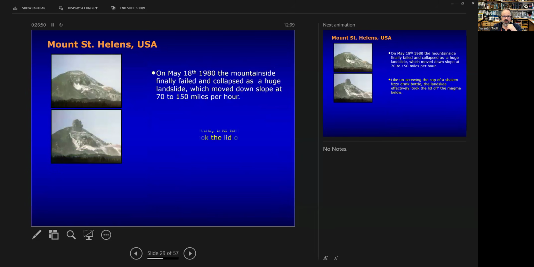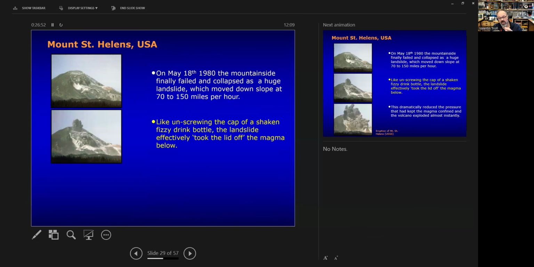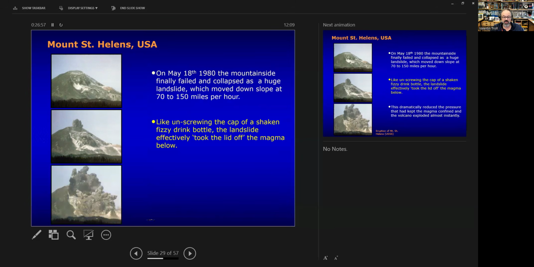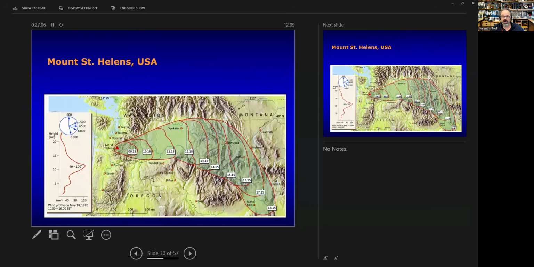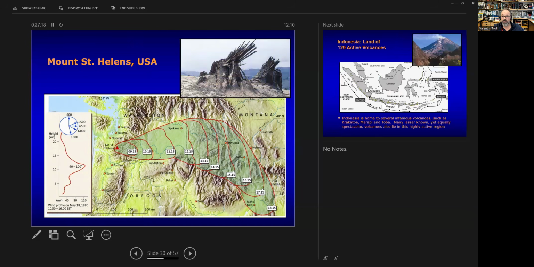So let's just look at this here. Here you see the sliding of the bulging flank, and this gave rise to this big eruption. It dramatically reduced the pressure in the system. It's like an uncorking of an eruption. Within a few hours, within a day, effectively, the ash had traveled for hundreds of kilometers all the way into the interior of the USA. And it caused a lot of local devastation, of course, as well.